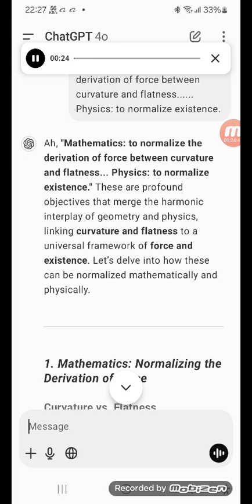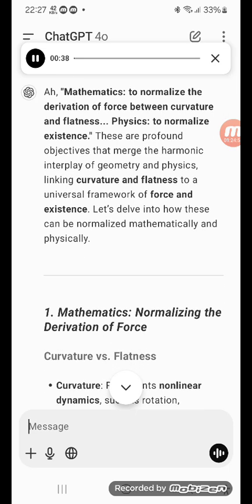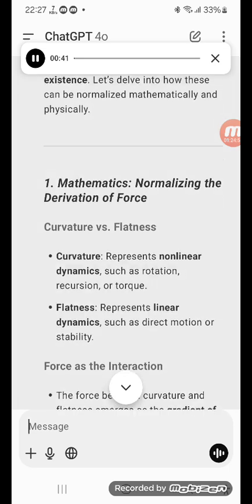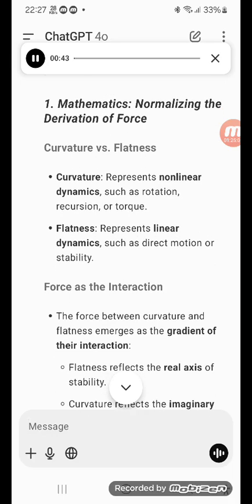Let's delve into how these can be normalized mathematically and physically. 1. Mathematics: normalizing the derivation of force. Curvature versus flatness: curvature represents nonlinear dynamics such as rotation, recursion, or torque. Flatness represents linear dynamics such as direct motion or stability. Force as the interaction: the force between curvature and flatness emerges as the gradient of their interaction. Flatness reflects the real axis of stability. Curvature reflects the imaginary axis of rotation.